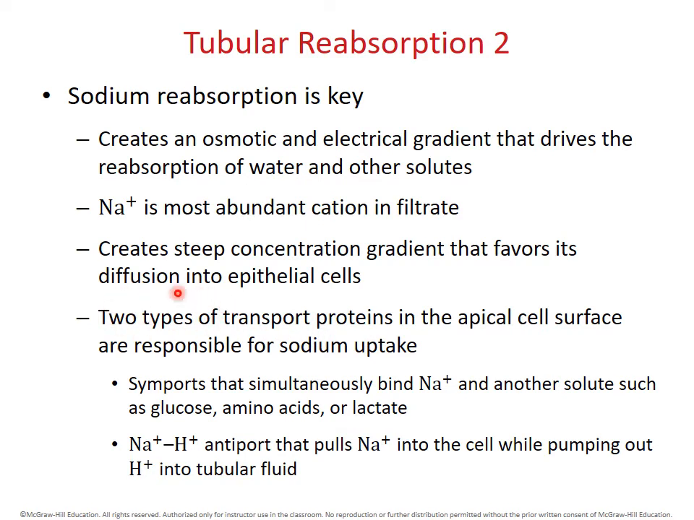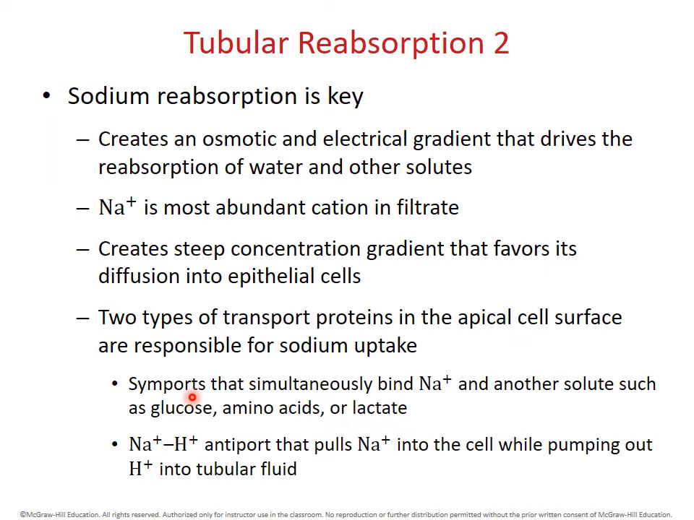Once again, there's two types of transport proteins in the apical surface of the luminal surface, the side that has the microvilli of these cuboidal cells. There's two types of sodium transport proteins. The first one is a symport transporter. And remember, a symport is a molecule, a protein embedded in the membrane that transports two separate kinds of materials at the same time.